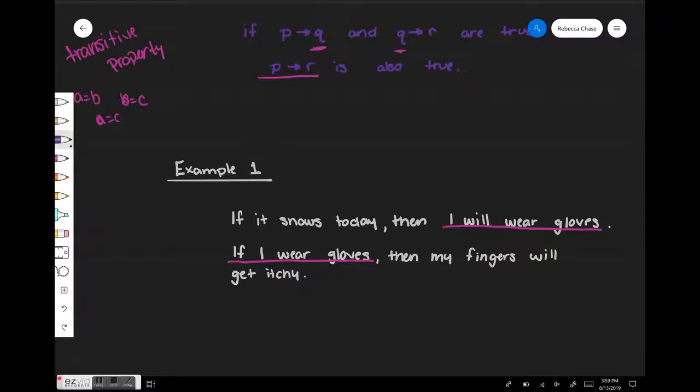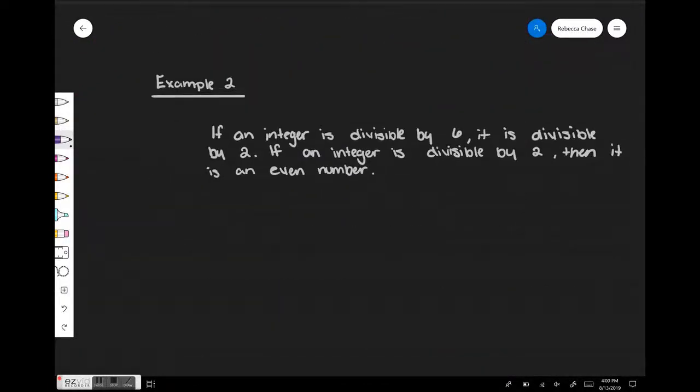What that means is I take out that part that I underlined in pink. All right, so I'm going to cross that out. So I would take that part out and I would just rewrite it like that. So I would say if it snows today, then my fingers will get itchy. All right, so if that middle part's the same, using the law of syllogism, all you do is take out that middle part from both sentences and rewrite it with the very first part of the first sentence and the last part of the second sentence.